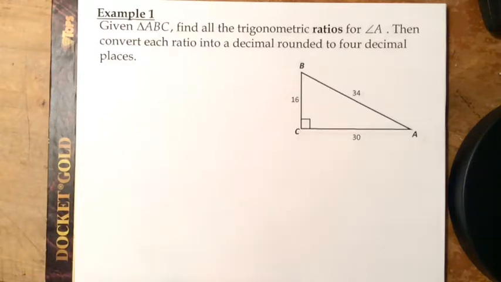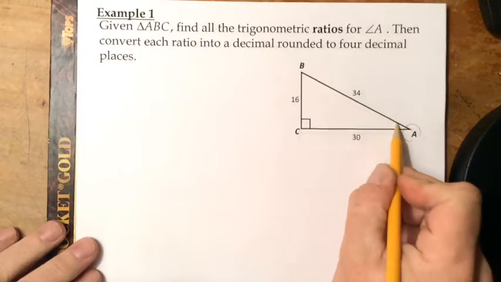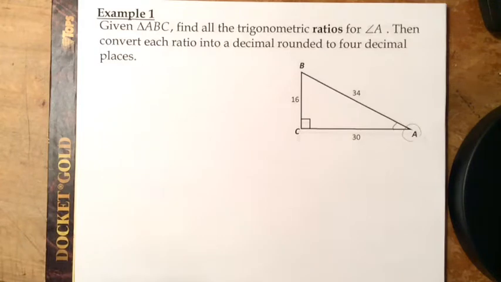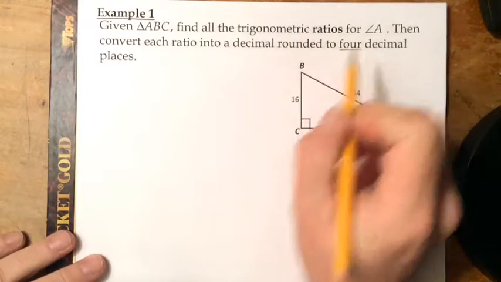These are examples for section 10.3, Trigonometry. Example 1. Given triangle ABC, find all the trigonometric ratios for angle A. Then convert each ratio into a decimal rounded to 4 decimal places.